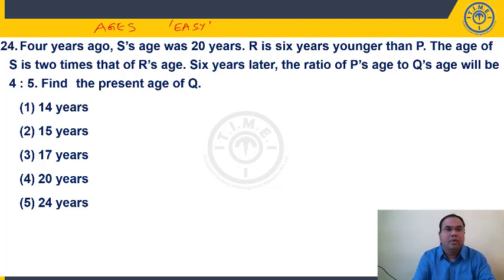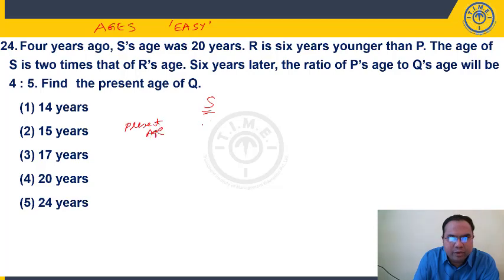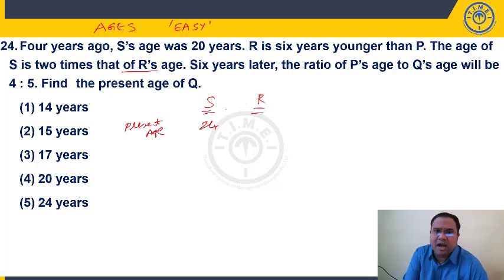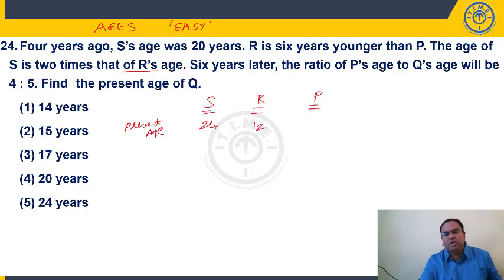All right. 4 years ago, S's age was 20 years. So if it was 20 years 4 years ago, what is the present age of S? Present age of S will be 24. R is 6 years younger than P. Age of S is twice the age of R. So R should be half of S, 12. R is 6 years younger than P, so P should be 6 years older than R. P should be 18. Now 6 years later, the ratio of ages of P and Q is 4:5. Find the present age of Q.